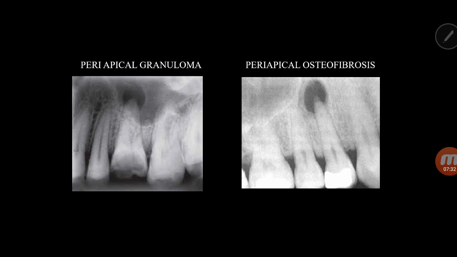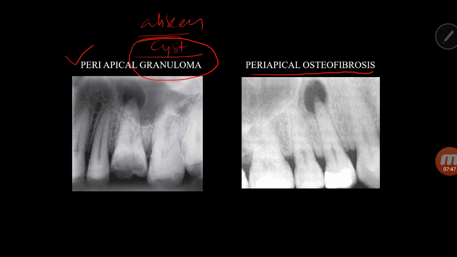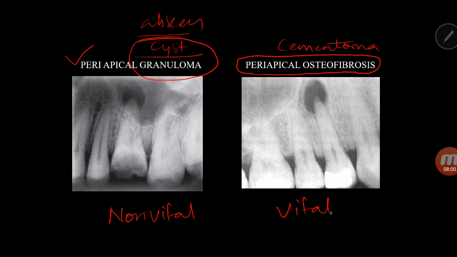So this is one of the ways to differentiate periapical granuloma. It can be periapical granuloma or periapical cyst or abscess. In particular, it may be a cyst or granuloma, which can be confused with periapical osteofibrosis. It is nothing but cementoma. The main difference is you have to go for the vitality test. Here periapical granuloma or cyst is non-vital, whereas cementoma or periapical osteofibrosis is vital.